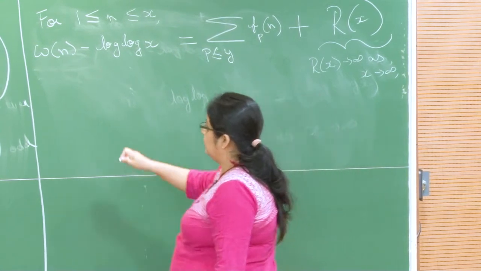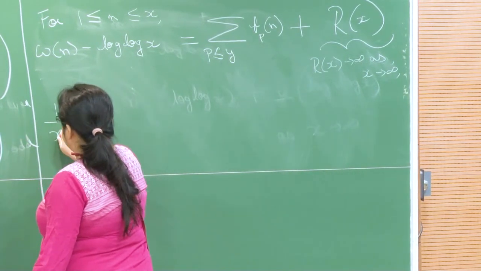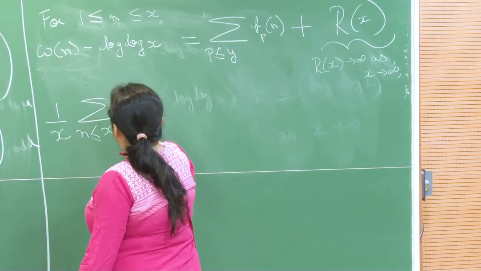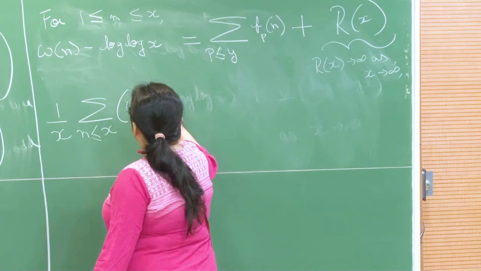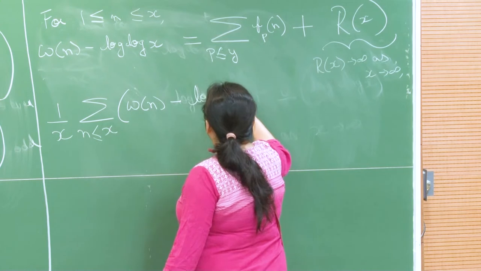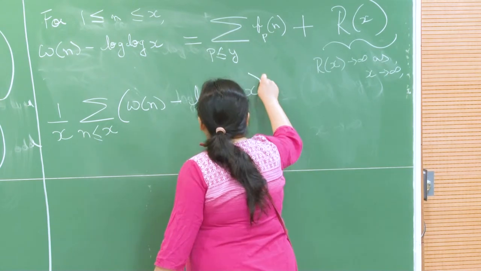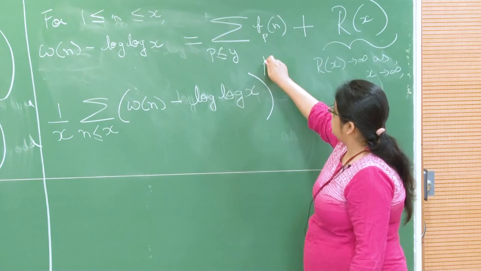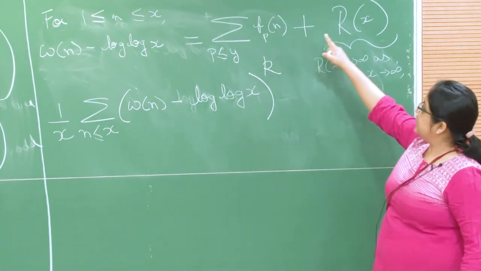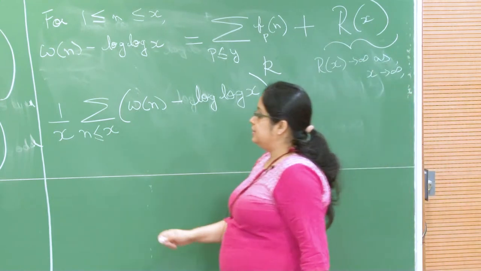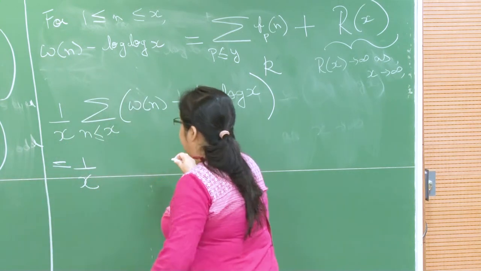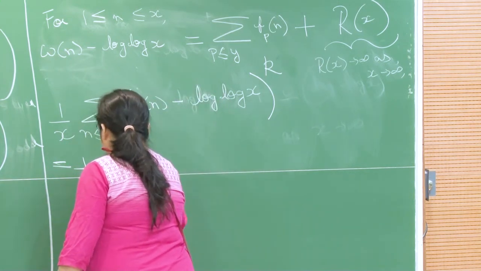Let us take 1 over x summation n up to x of omega of n minus log log x, raised to the k. Okay. Let's write this in terms of sums of these functions. From here on there are just some standard calculations to simplify our sum.